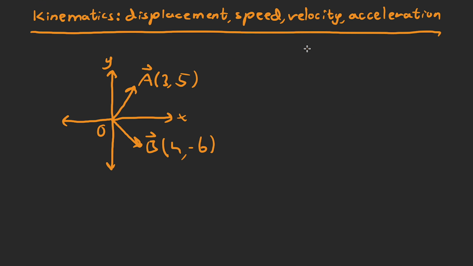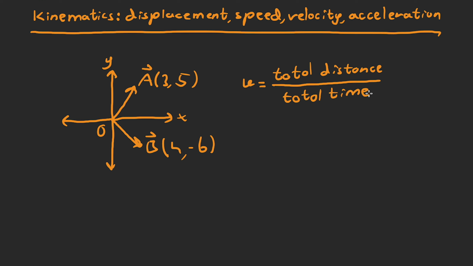What is speed? What is velocity? And what is the difference between speed and velocity? Well, let's first understand what speed is. Speed is basically the total distance that we've traveled divided by the total time. Let's say that you have traveled 40 kilometers in 2 hours. You have a speed of 20 kilometers per hour.